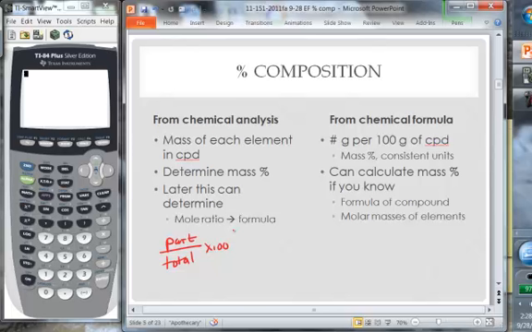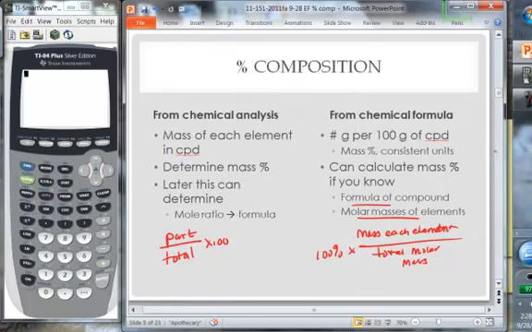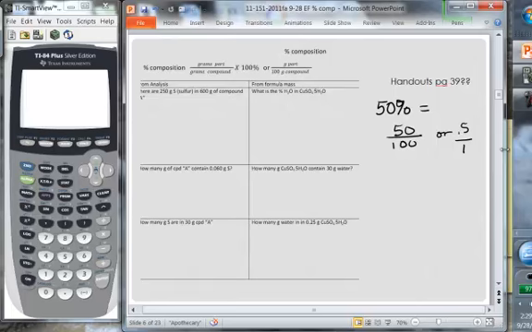And you'll also be able to do this from a chemical formula, because if you know the formula of a compound, you can calculate its molar mass, and you know the mass of each element over the total molar mass, and that times 100% will give you a percent composition. So either way. So we're going to look at 2 of these examples, an example in both directions. And this is from page 39 in the back of your textbook. So you can go to that page and follow along while I do this.